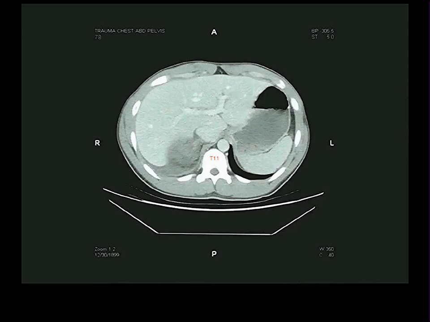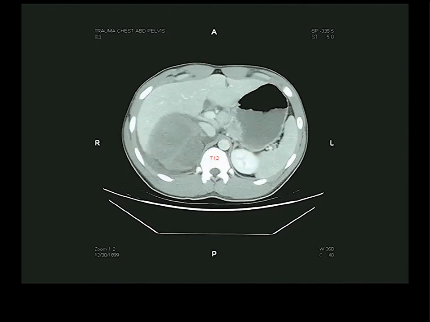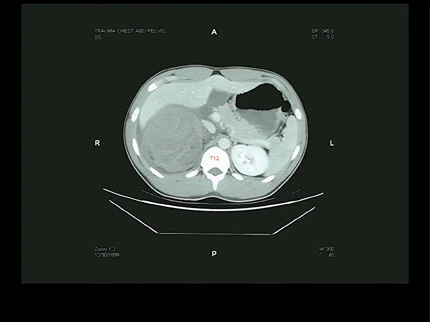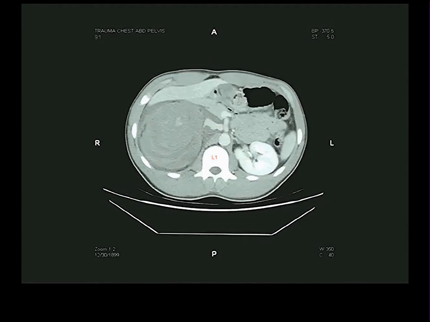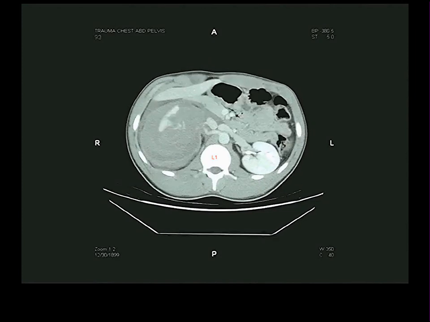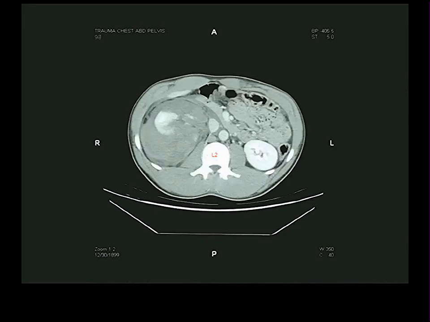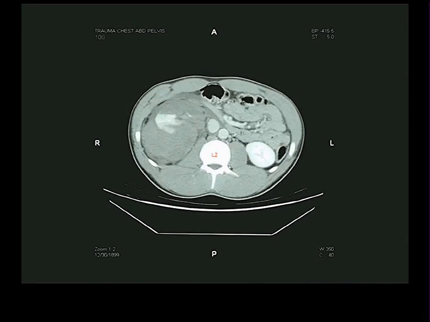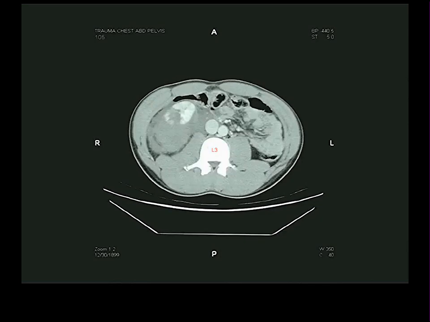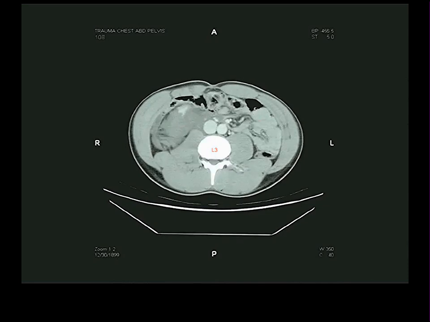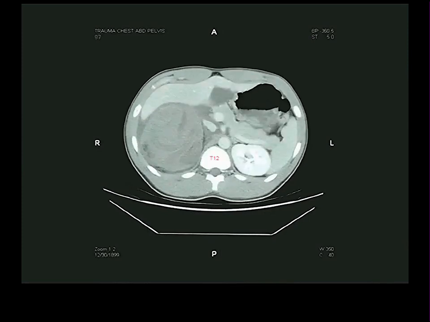Aorta, IVC must be here somewhere. Kidney on the left side coming into view. Anybody see anything on? So, what do you think is damaged here?